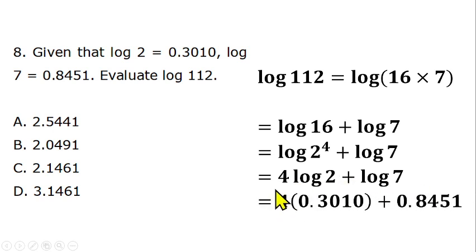Then we can now input, we know the value of log 2, which is this, and we know the value of log 7, which is this. So we have 4 times this plus this as well. Then from there, if you simplify that, it will give us 2.0491. So option B is the correct option. If you want to understand anything on logarithm, check my video. There's a video I made on logarithm that explains all this in detail.